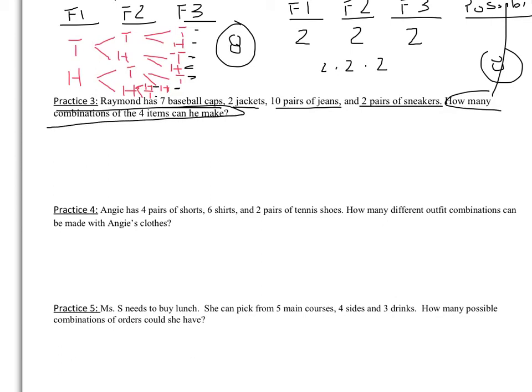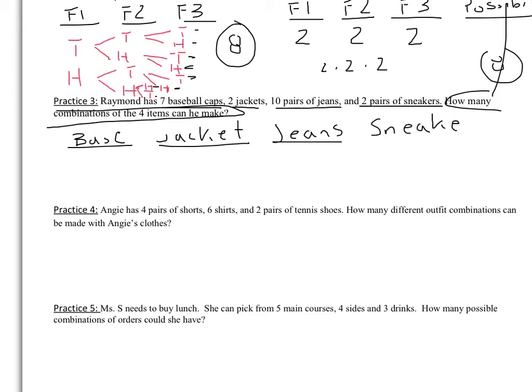So the first thing we want to do is list out our different categories, or what we're choosing, what's happening. We're choosing from a baseball cap. We're going to choose a jacket. We're going to choose jeans, and we're going to choose sneakers.